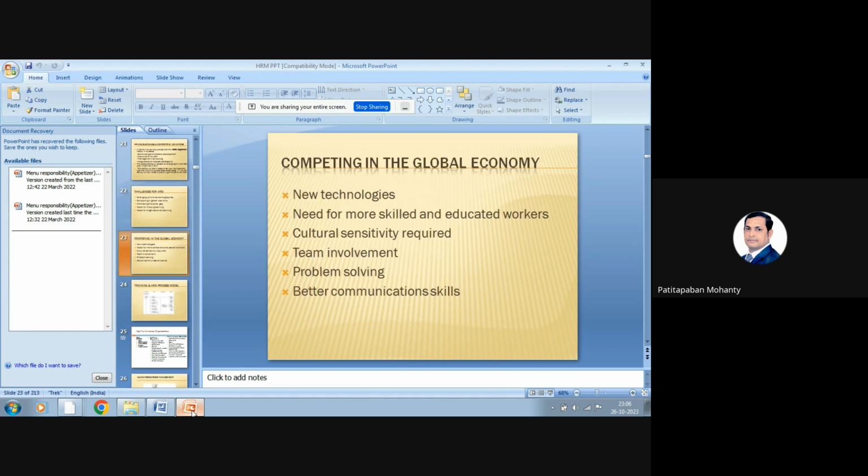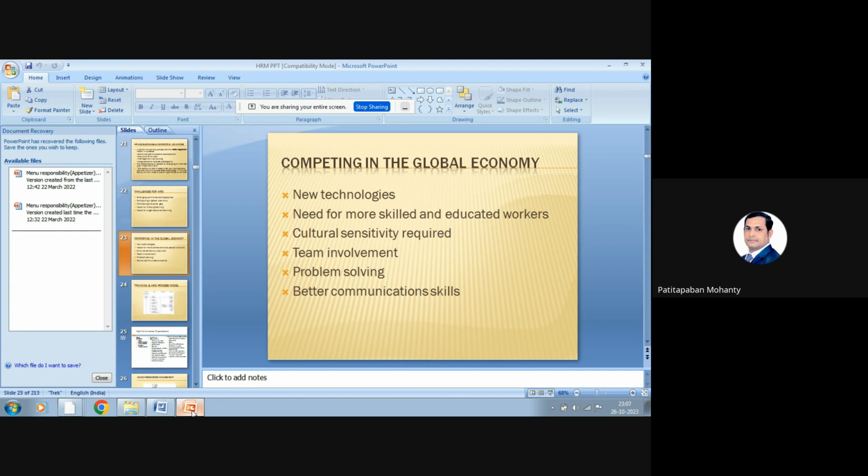Competition in the global economy, for every organization, and the human resource plays an important part in that global economy. Because when we think about human resource, we always think of bringing new talent, new technologies, new kinds of resources to your existing pool of resources, so that the new unique talent will help to run your organization in a better way.